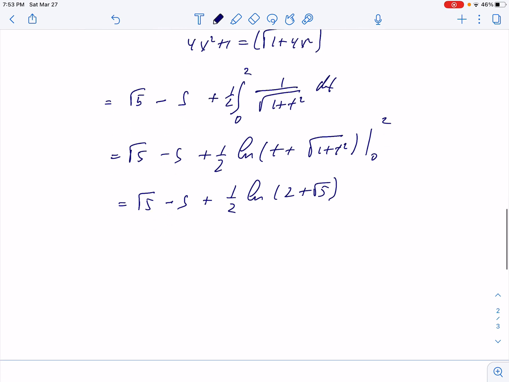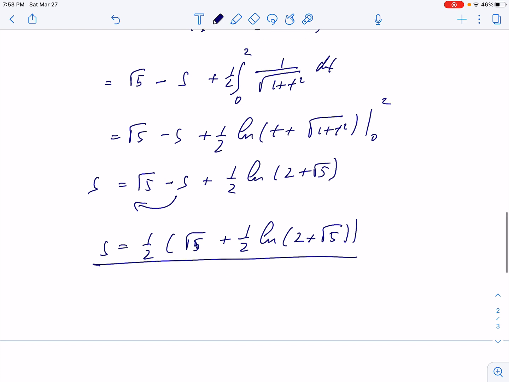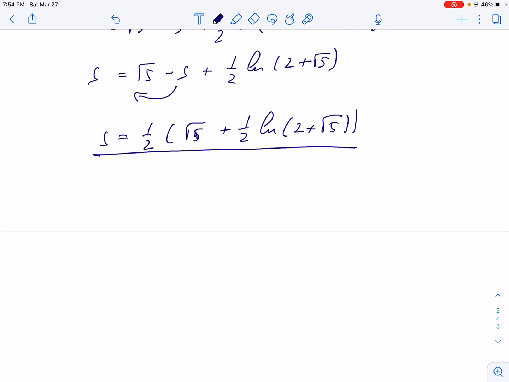Interesting. And remember, all this is s, so we can solve for s. If we bring this s to the left, it becomes 2s. And solving for s, we have 1/2 root of 5, and here plus 1/2 this logarithm, natural log of 2 plus root of 5. Look, this is our arc length, with some practice on integration by parts.